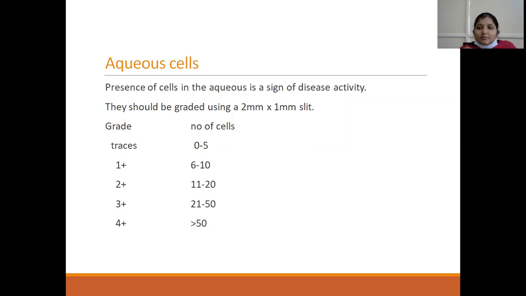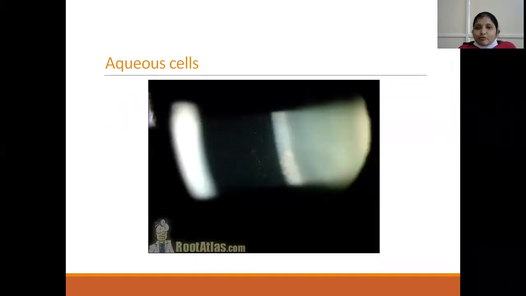Here we can see multiple small cells which are moving, suspended in the anterior chamber. So that is called aqueous cells. And we can grade the aqueous cells depending upon their number. When they are 0 to 5, it is graded as traces. When we have 5 to 10, it is graded as 1 plus. 11 to 20, it is graded as 2 plus. 21 to 50, it is graded as 3 plus. When there are more than 50 cells, it is graded as 4 plus.